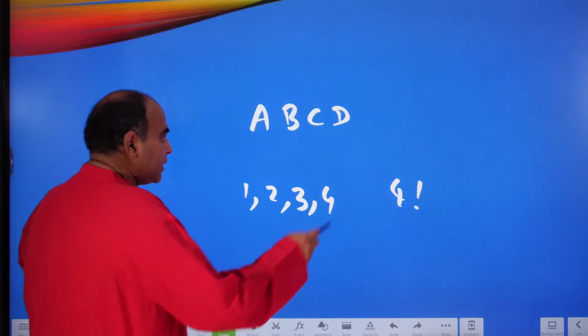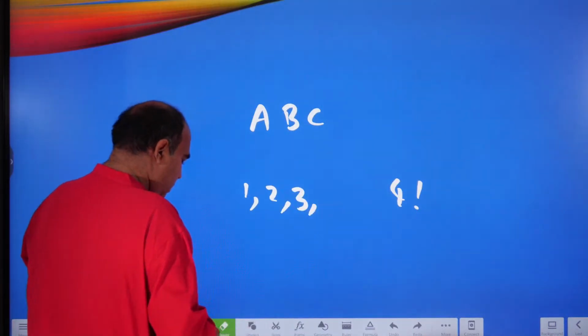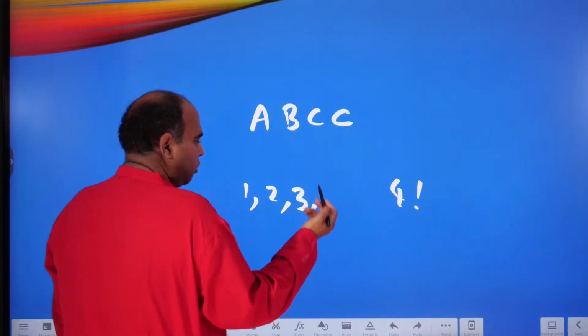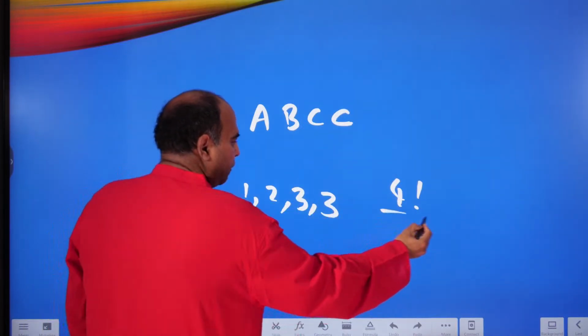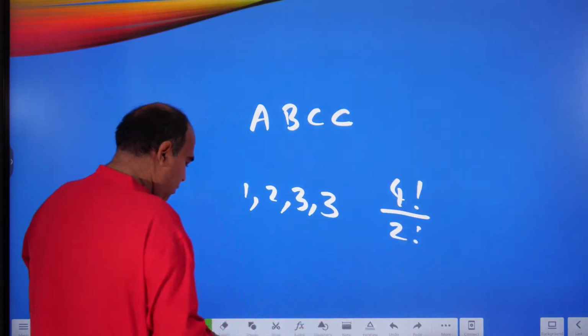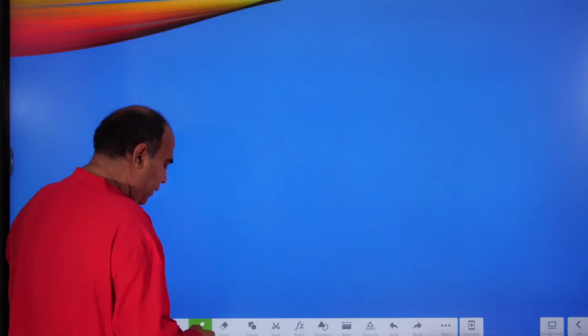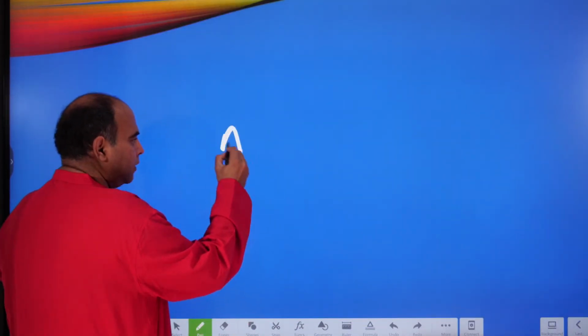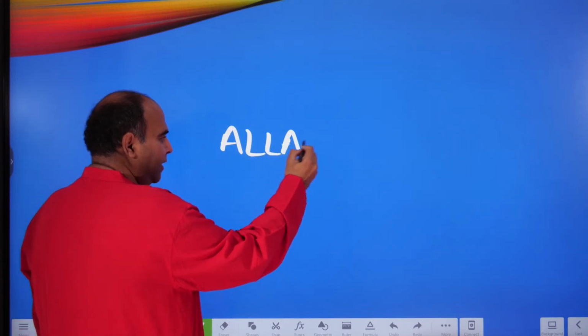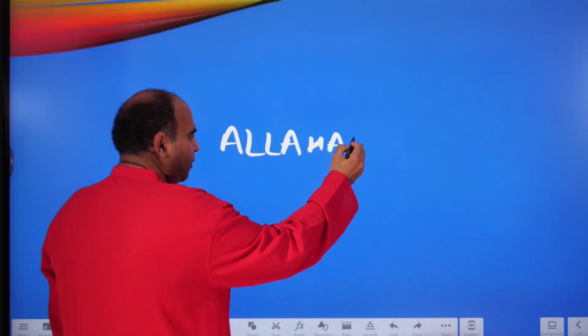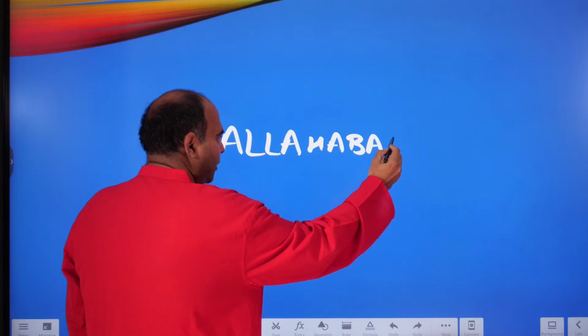But if there's a situation where there's a repetition of one digit or one alphabet, then you have to divide it by 2 factorial. So this is the logic used. For example, all of you from Allahabad, how many words can you make with the letters of the word Allahabad?